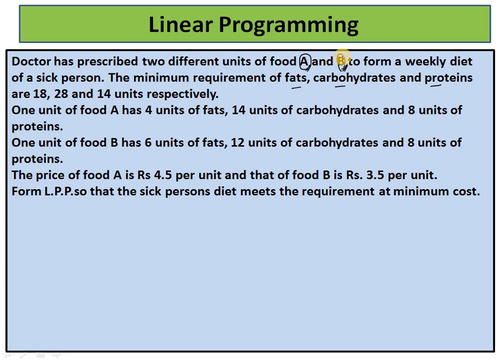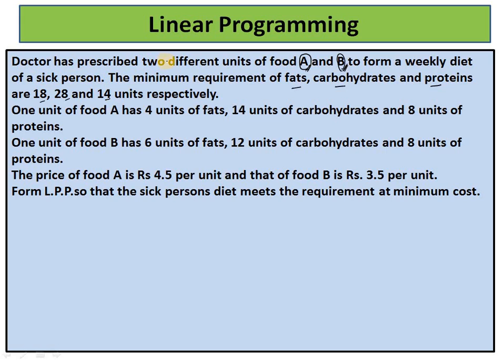Now if he takes these foods A and B he will get fats, carbohydrates, proteins. How much is his requirement? Minimum 18 for fats, 28 for carbohydrates and 14 for proteins respectively. Read this again.